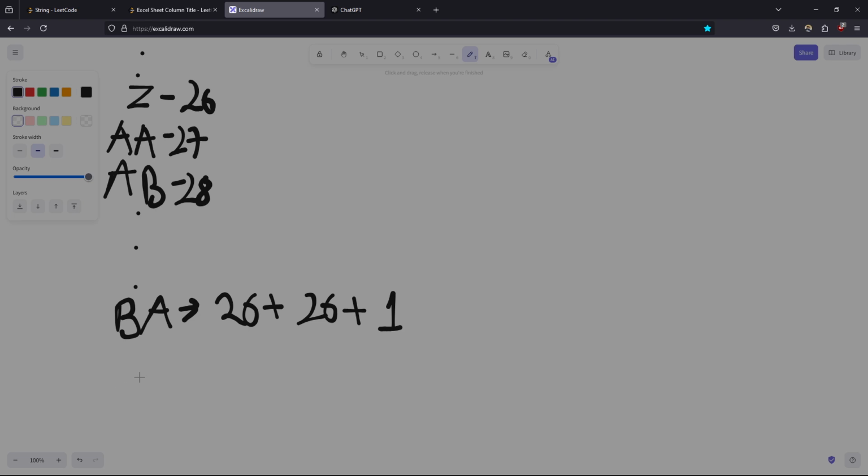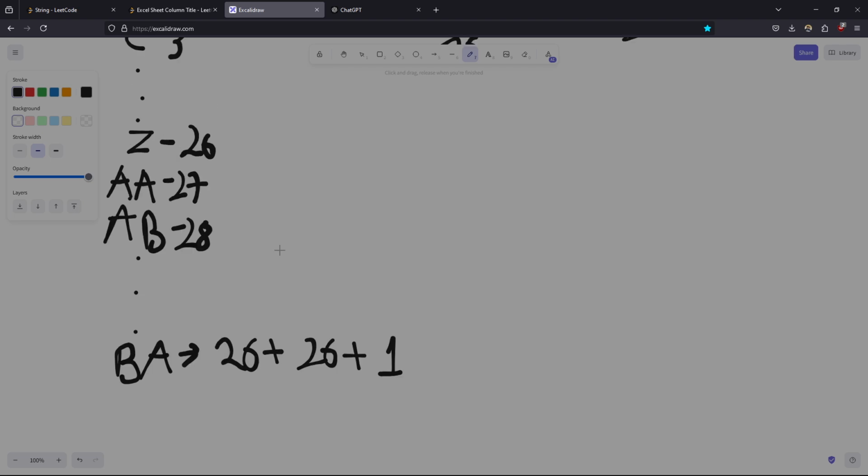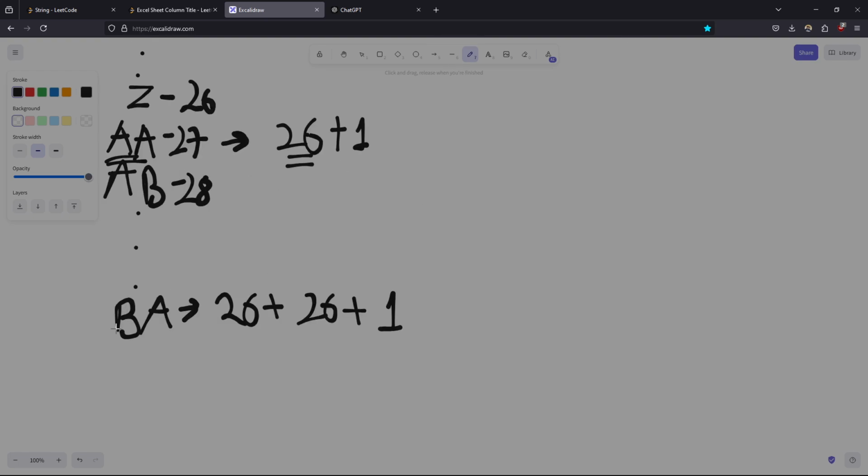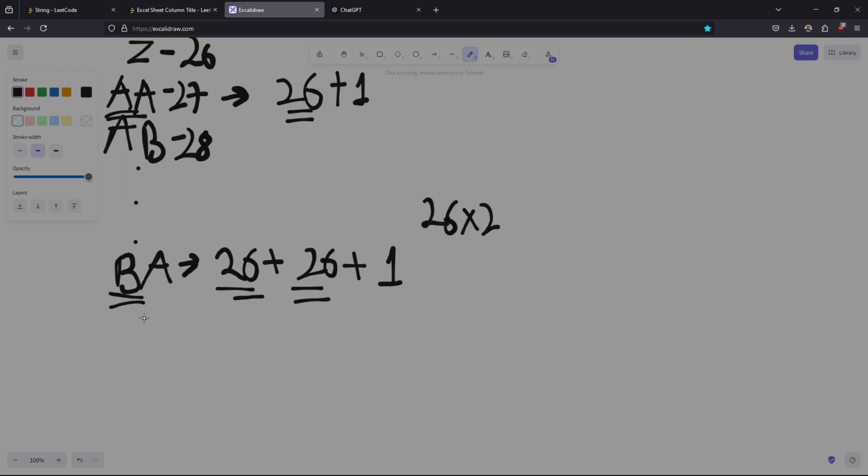Okay, so we can see a pattern here: A represents 26 plus 1. So if A appears in the second place, then it will take the value of 26. Whereas if B appears there, then it will take the value of 26 plus 26, which is 26 times 2. Likewise, if C were to appear here, then it will take 26 times 3 plus 1.